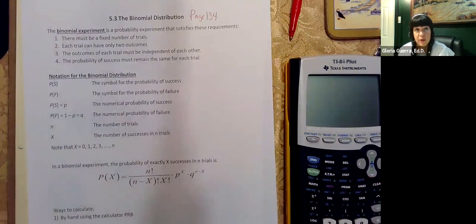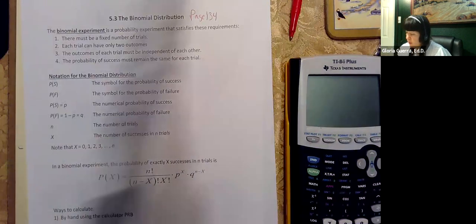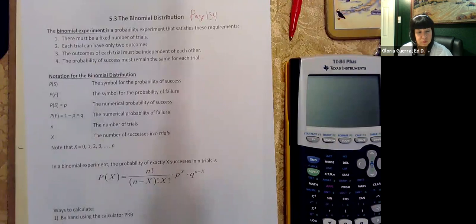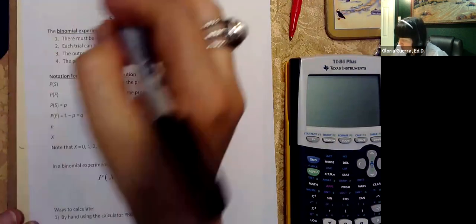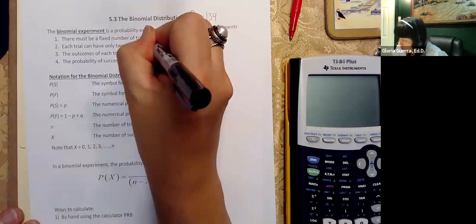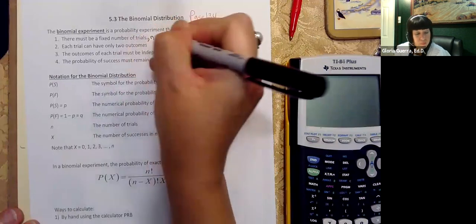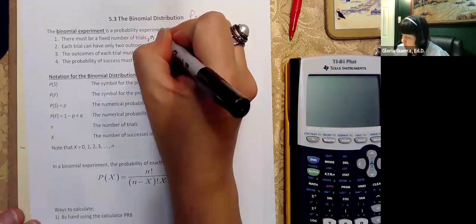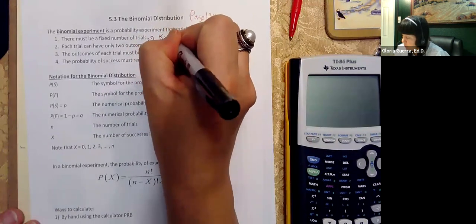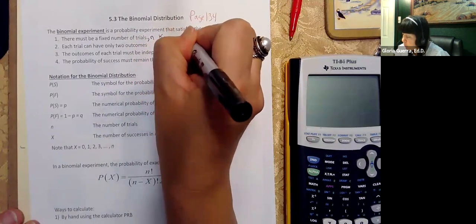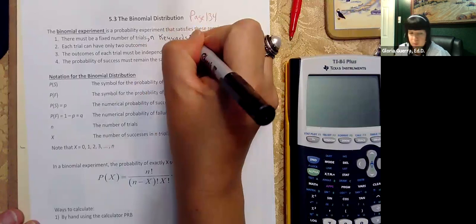Okay. All right. So first we're going to go over some vocabulary here. The binomial experiment is a probability experiment that satisfies these requirements. So they're mentioning how there must be a fixed number of trials, which we'll call n. Oftentimes when you read your problems, you want to look for keywords: how will you know what number to use for n, your number of trials?